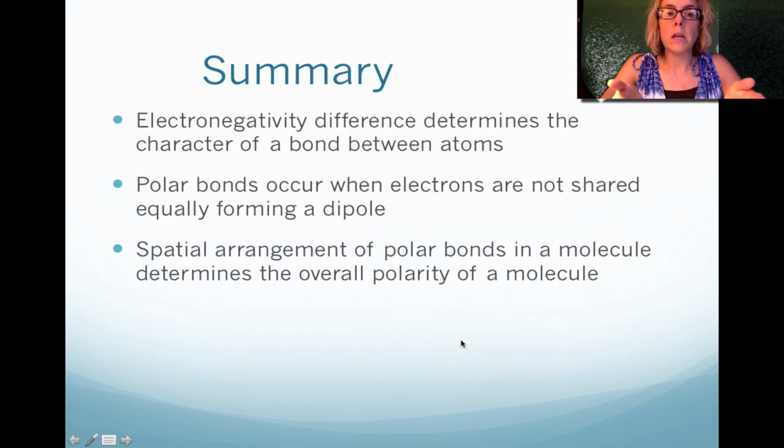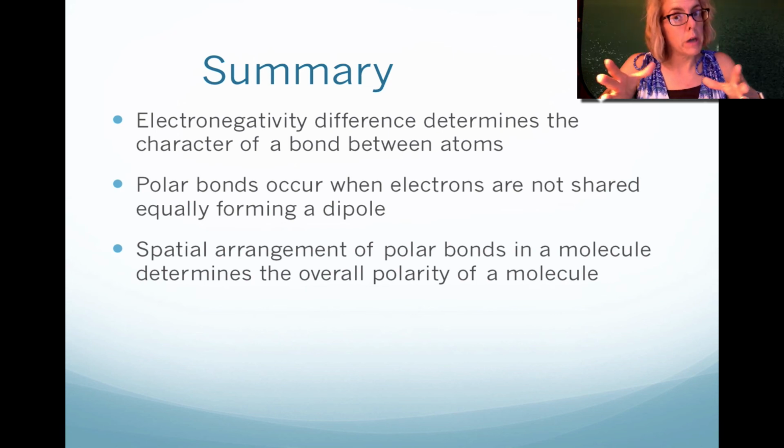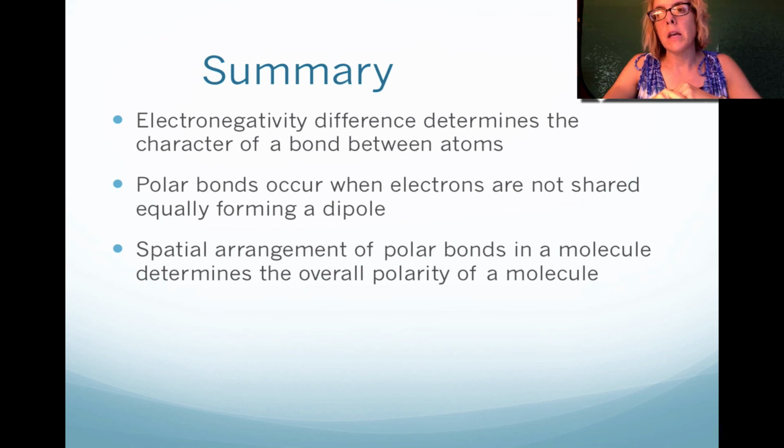Okay, so in summary, we're looking at the difference in electronegativity, and if it's greater than 0.4, we know that we're probably looking at a covalent bond that could potentially be polar. Polar bonds typically occur when electrons are not shared equally, like water, and as a result, we have a dipole. And then typically we're looking at the spatial relationship of the outer atoms, and as a result, we can predict whether or not a molecule is polar based on the presence of non-bonding pairs.